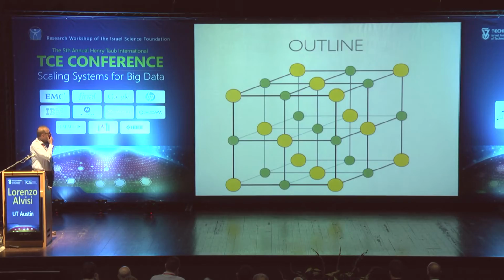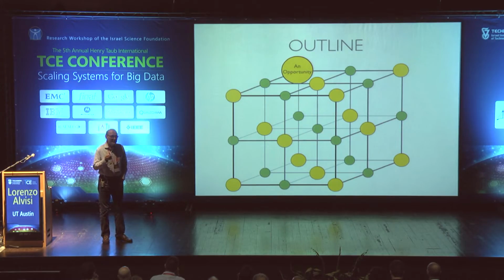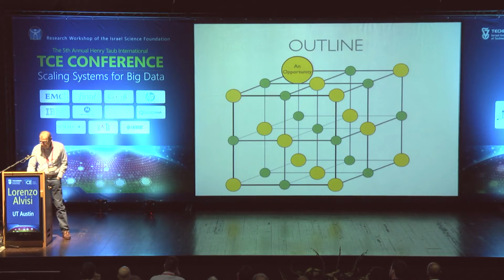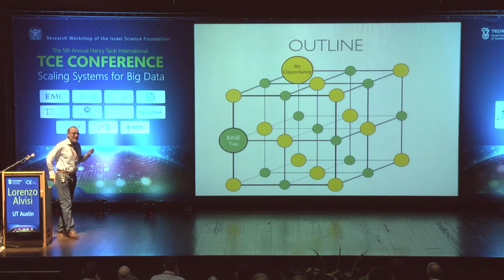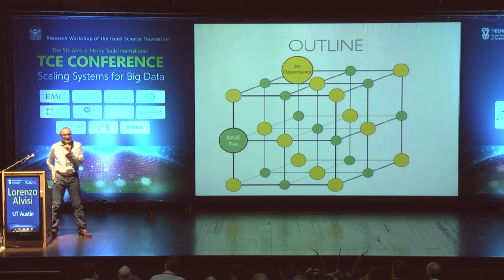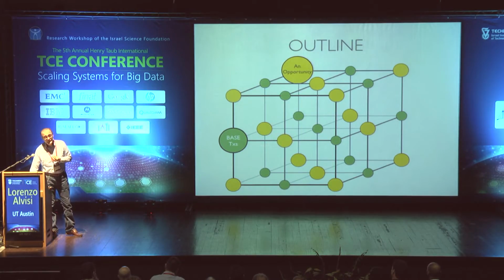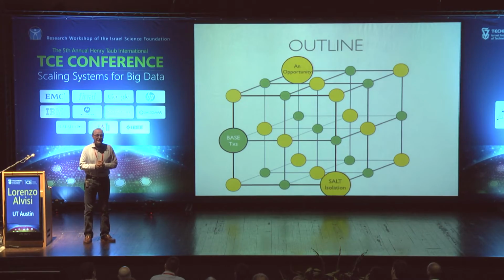So if I go to the outline of my talk, first I'm going to try to tell you what gives us a hope that we may be able to find that wonderful land. And it turns out that the key to actually realizing the opportunity that I'm going to present to you is going to be a new abstraction that we call BASE transactions. And the central property of BASE transactions is a new isolation guarantee that we call SALT isolation.